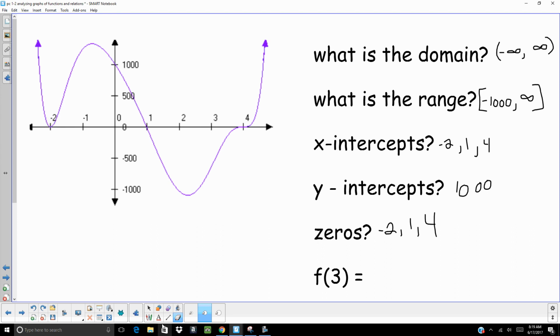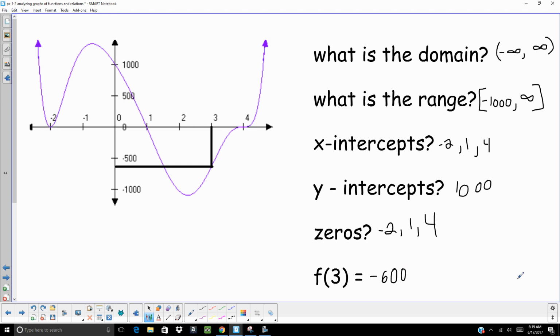Now we want to go ahead and find our f of 3. So that's asking when our input is 3, what is our output? So right here is our input of 3. I go down, and we might have to estimate a little bit on this one, and that's okay. I'm going to say maybe negative 600.